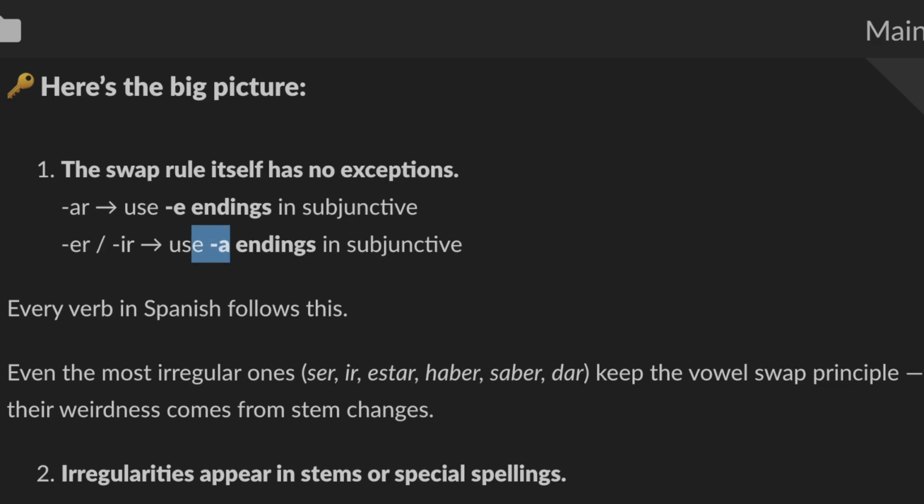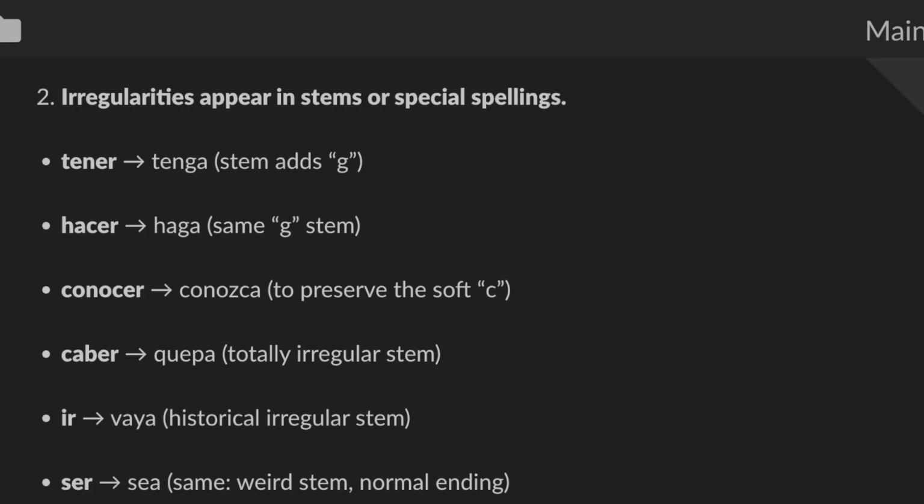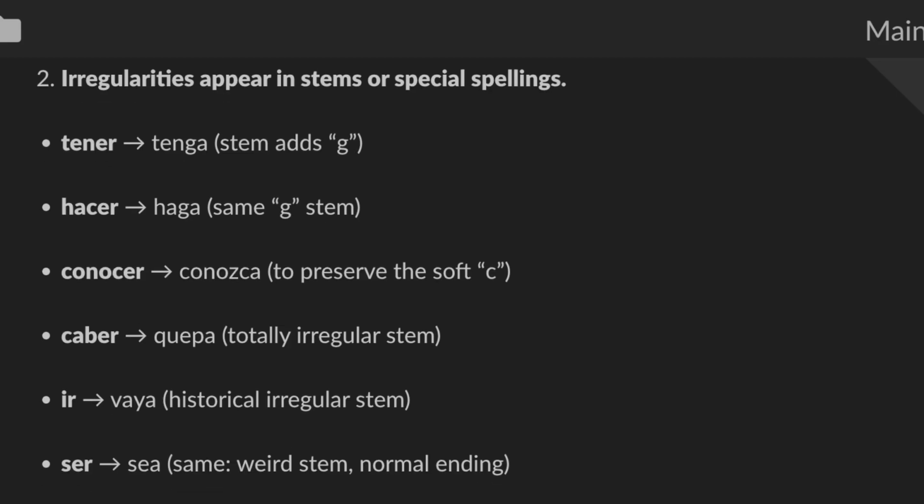Now you might be thinking, what about irregular verbs? There's always exceptions. Is there an exception to this rule? Well, the answer is no. No, there isn't an exception to this rule. So take a look at the irregular verb tener. As you know, that's an irregular verb. Even in the subjunctive case, you do add a G, but the ending vowel is still a swap between an E and an A. The ending vowel rule stays the same.